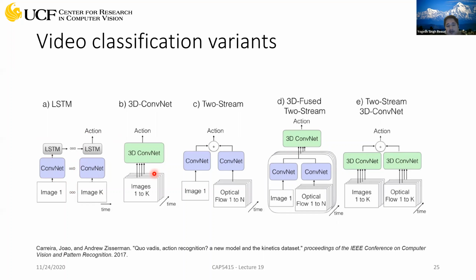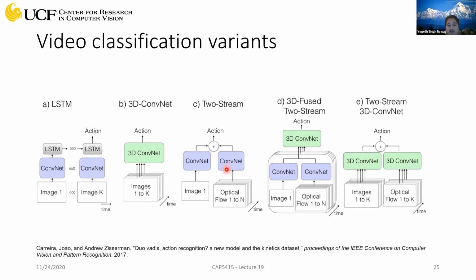The second variant is using 3D ConvNets, which we just discussed. You take your sequence of frames, which you can call a short video clip, and pass this video clip to a 3D convolution network, and that network will recognize the action.